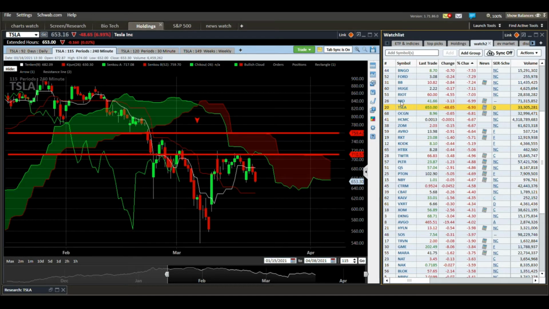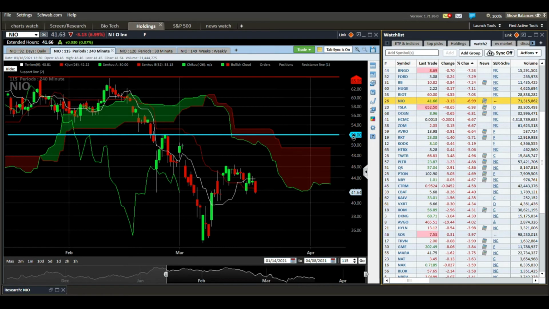So NEO is another good example. This chart looks very similar. We're a little further from the cloud where we reacted here. This is called the Kijun-sen line. It offers downtrending resistance. Tenkan-sen follows price the closest, and it's the first to react to price movement.